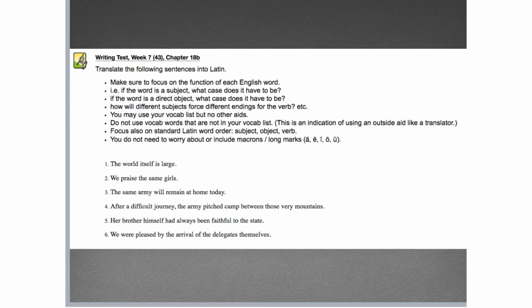And for the writing, we're translating into Latin. So this will really focus on the intensives. The world itself is large, so mundus is world. Magnus est, there's our is large, and of course the intensive goes in the blank. So remember, you need the nominative masculine singular because mundus is nominative masculine singular, and that of course is going to be ipse. So mundus ipse magnus est.